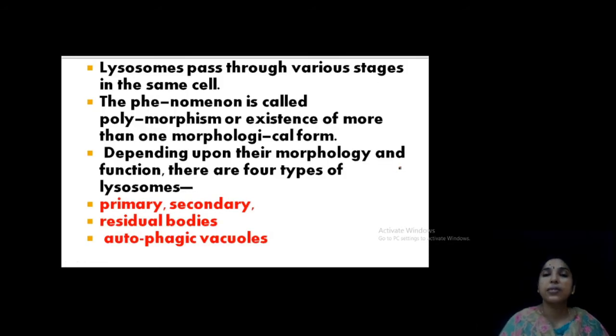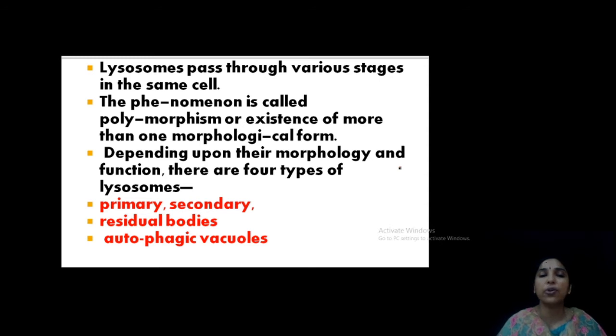Then the lysosome passes through different stages in a particular cell. So they acquire different shapes and different functions, having different stages in a cell. That's why they are known as polymorphic, that is, they exhibit polymorphism. This is a very important question: why are they known as polymorphic? Because they acquire different functions or different stages in a cell.